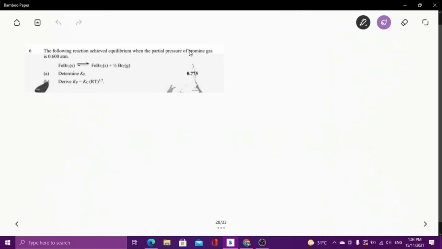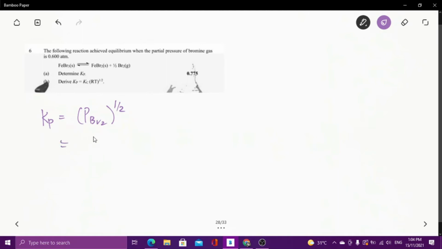Following reaction achieve equilibrium when the partial pressure of bromine gas is 0.6 atm. So dia dah bagi partial pressure of bromine. And this system here is heterogeneous system. Okay, so kita punya Kp expression dekat sini, kita akan cuma letakkan the value of partial pressure of bromine sahajalah sebab dia berada pada bahagian produk dekat sini. To the power of 1 over 2. Kalau tak, dia darab dengan FeBr2 solid, tapi tak perlu letak sebab nilai dia 1, over FeBr3 solid pun 1 juga. So this is just the expression of Kp bagi ini.